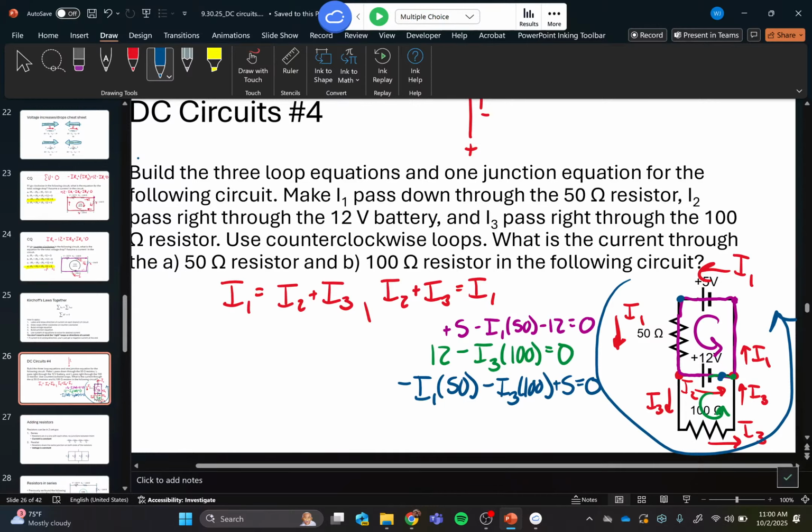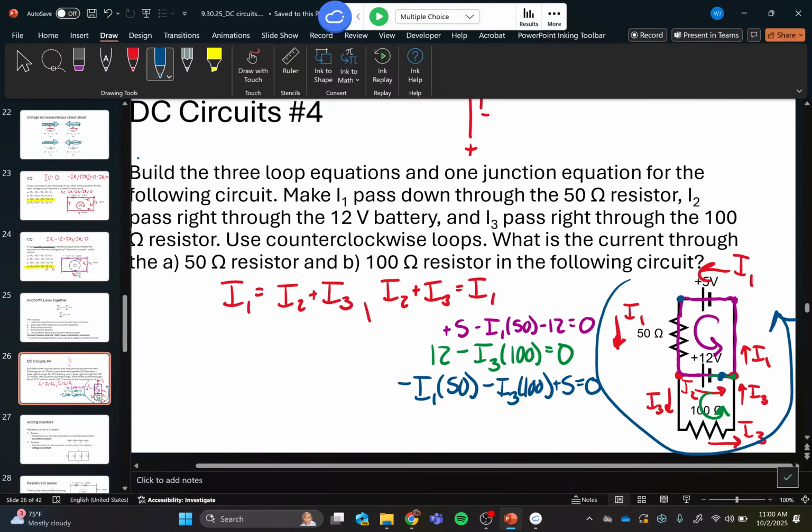Now, unfortunately, in this circuit, all the IRs were negative. That is not always the case. Don't get in the bad habit of always making your I times R negative. Sometimes it's positive, sometimes it's negative. How do you figure out? Walk your loop. Why was it negative in the first one? Yeah, it's all based on the direction of the loop.